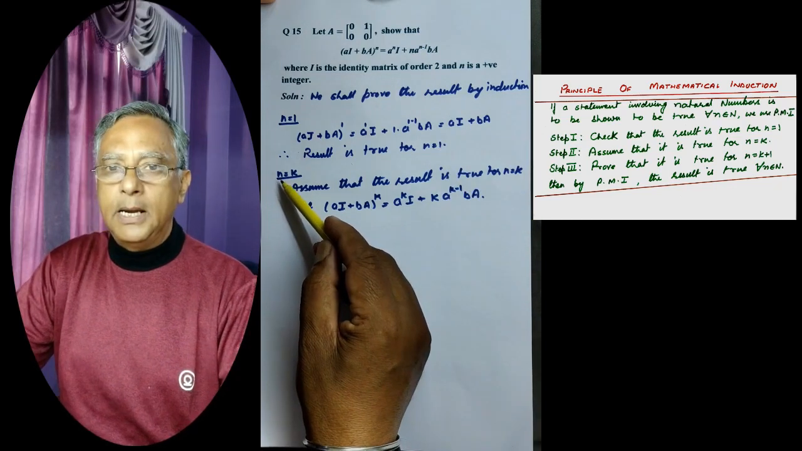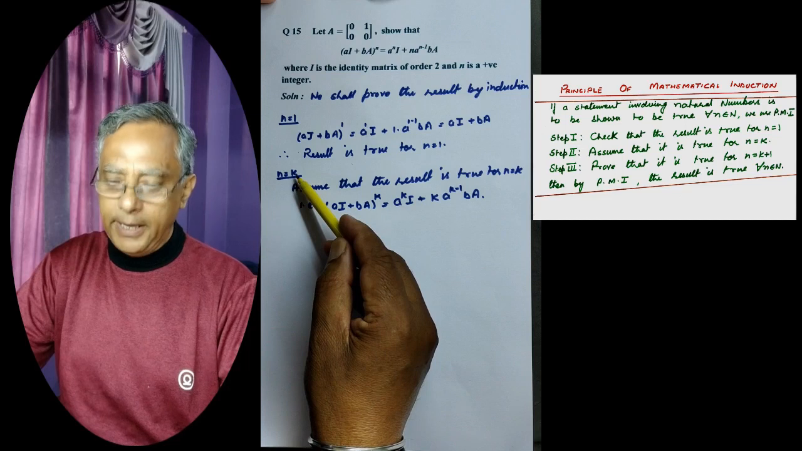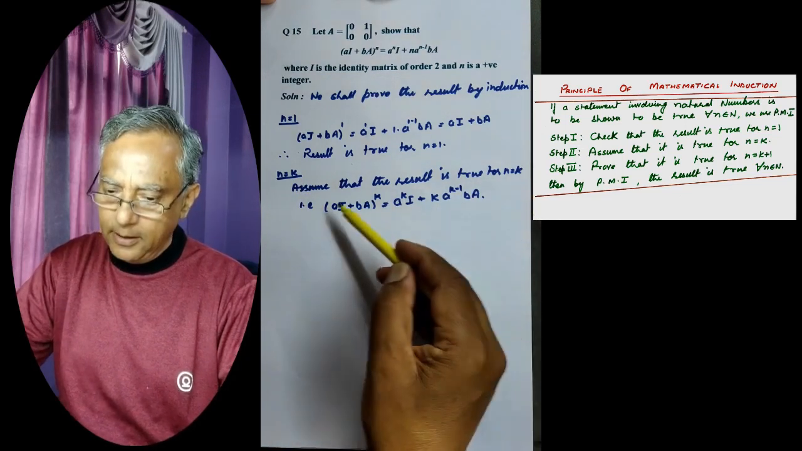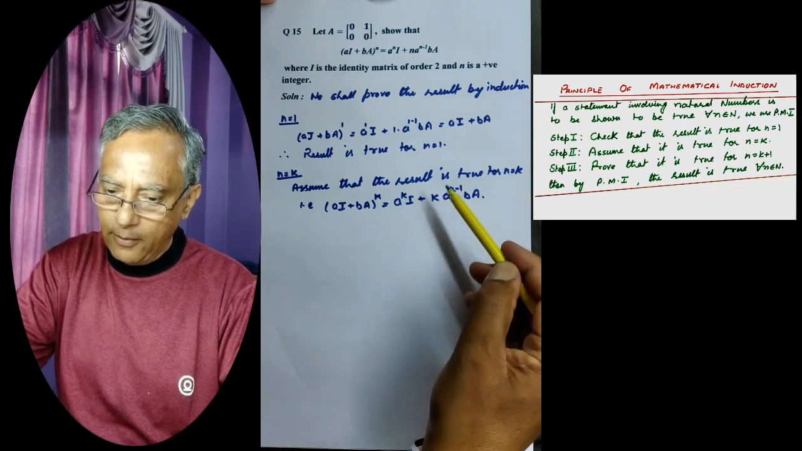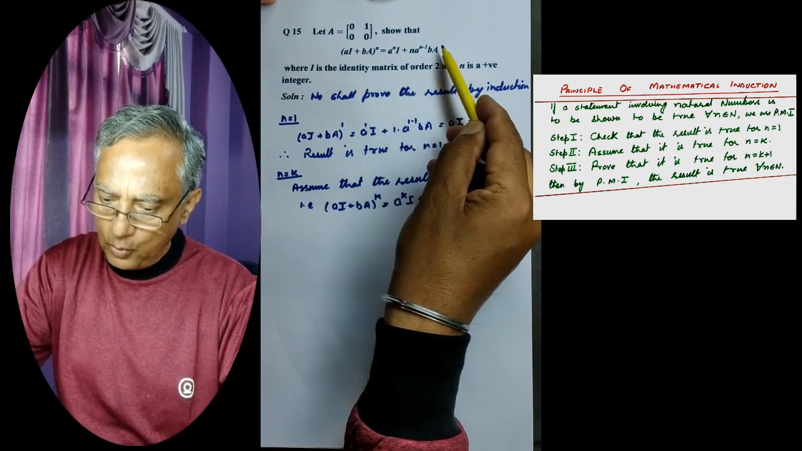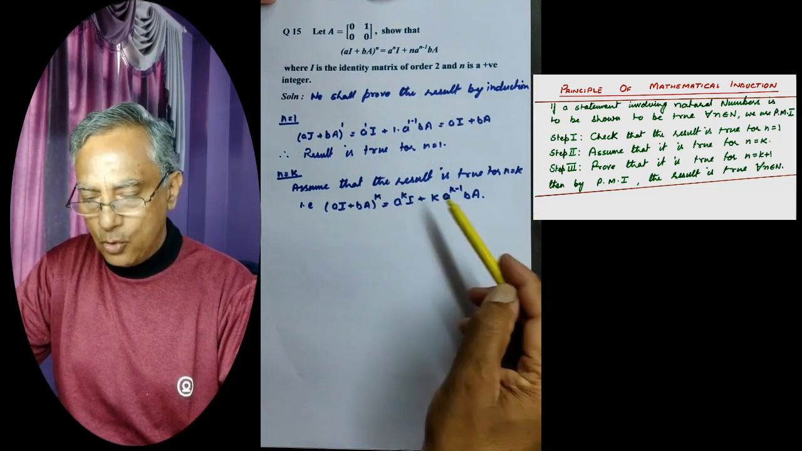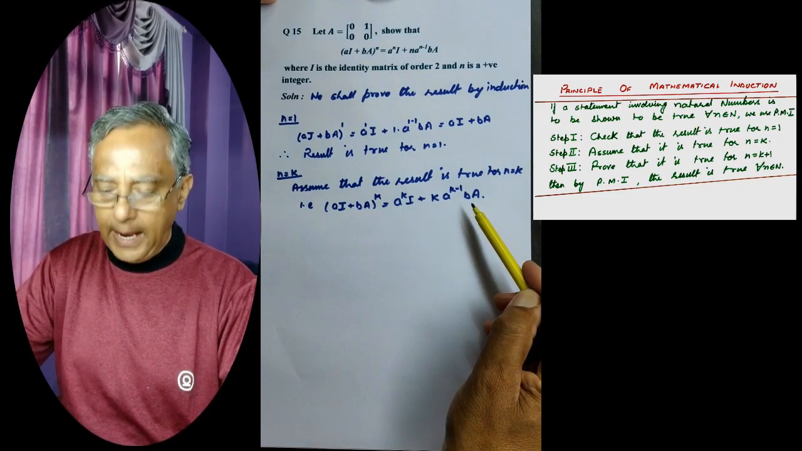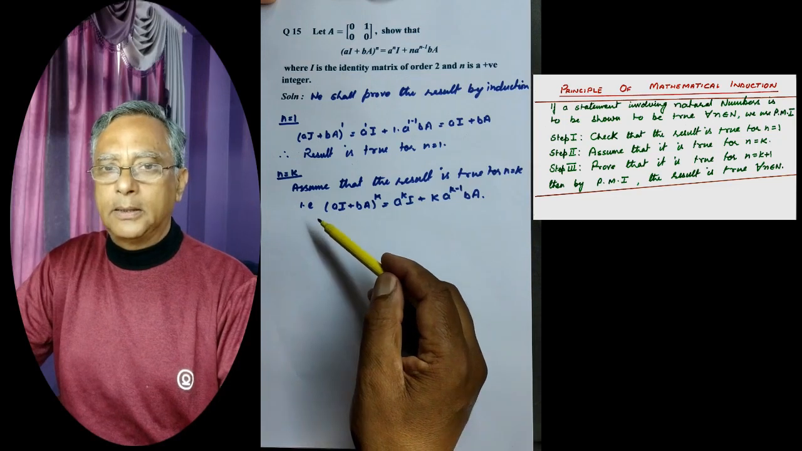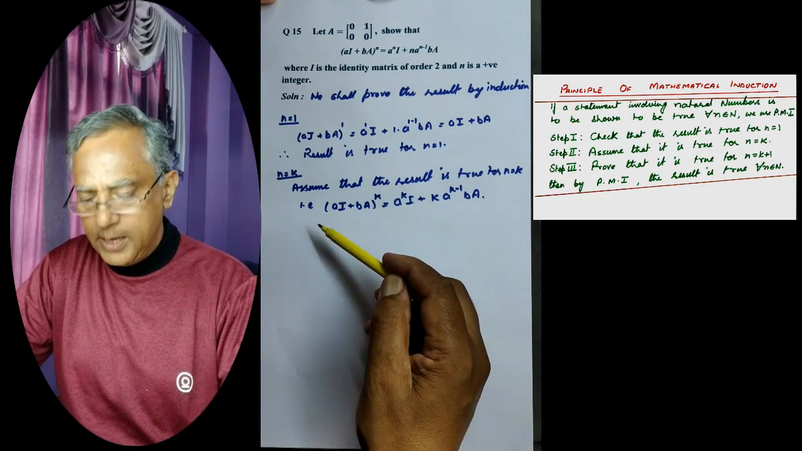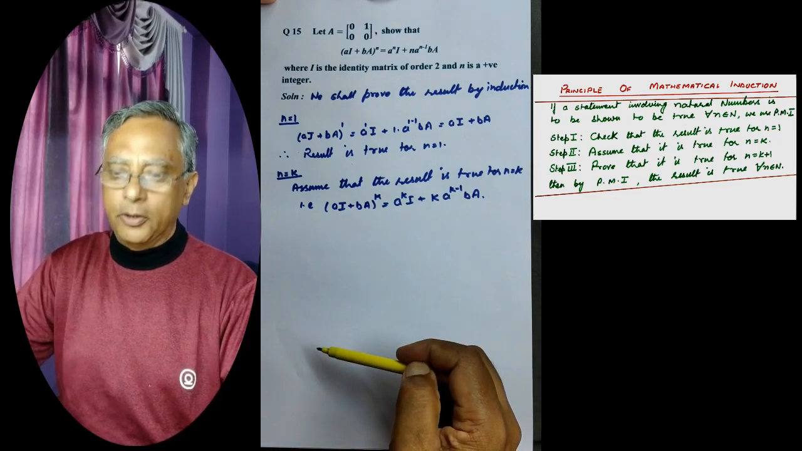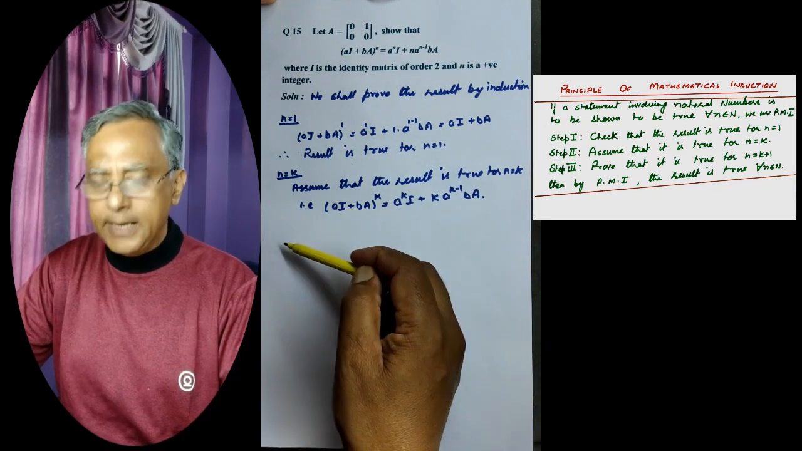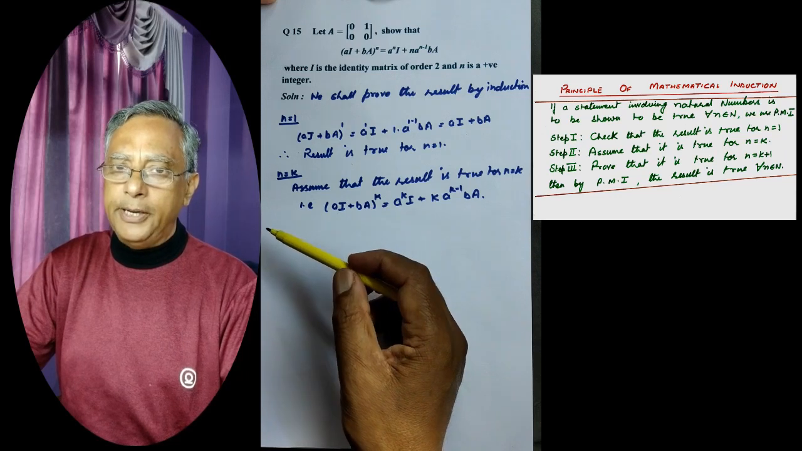Now we assume the result for n equal to k. Assume that the result is true for n equal to k. That is, this is true. Put n equal to k here. We get this. So we know that the result is true for n equal to k. And now we come to the third step, in which the working will be involved. These 2 steps are very simple. And real working is in step 3.